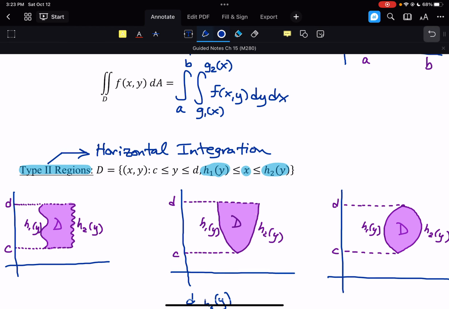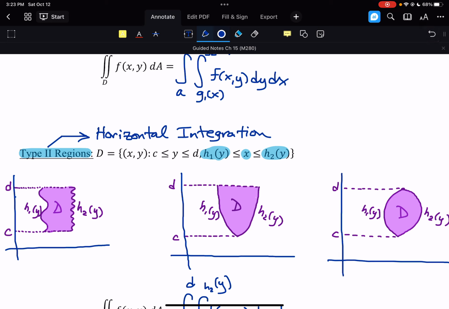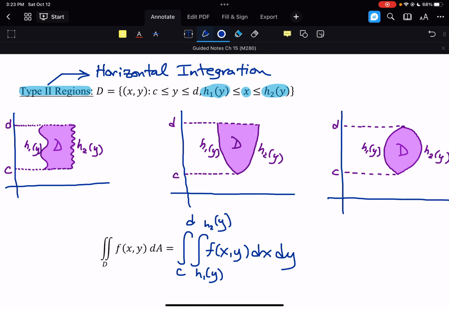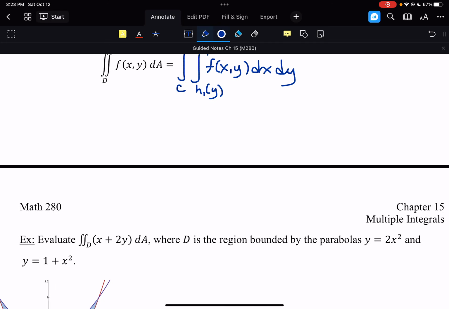When it's horizontal integration, we're always going based off of the axis, so going out from the axis. So that means we always go left to right. So h1 will be the lower function and h2 will be the upper function. Okay? Or if you want to think about it as the inner and outer functions. Let's take a look at some examples.